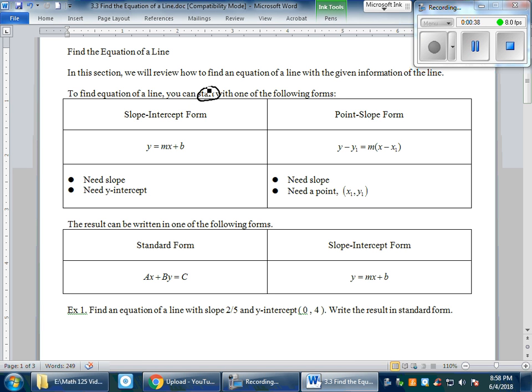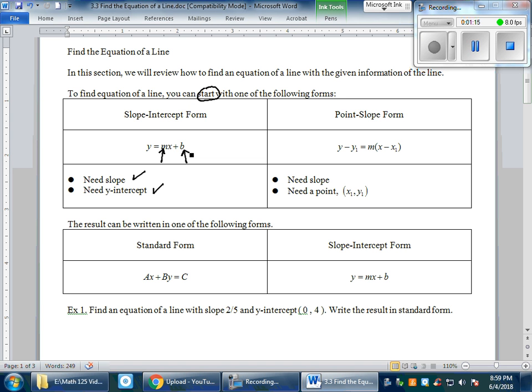Slope-intercept form, y equal to mx plus b, or point-slope form, y minus y sub 1 equal to m times quantity of x minus x sub 1. Now, how do we distinguish which formula to use? To use slope-intercept form, you need the slope and you need the y-intercept. Because once you know both of those, all you have to do is substitute the slope into m and the y-intercept into b, and we are done.